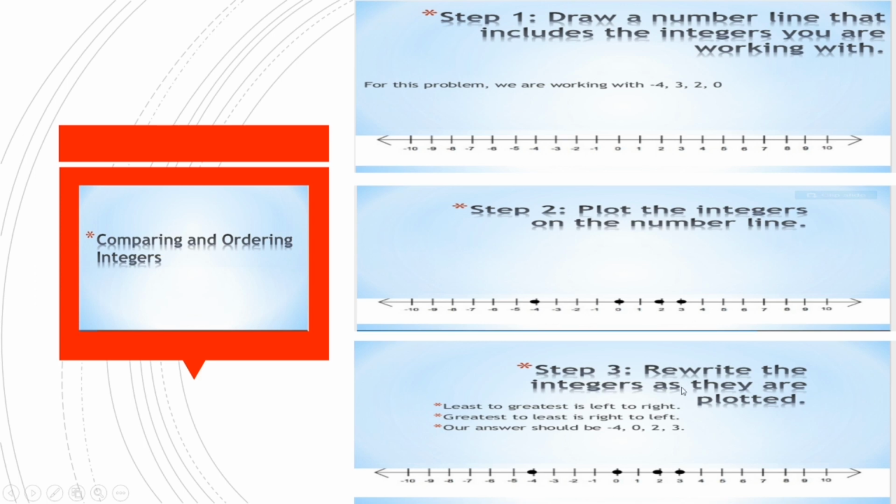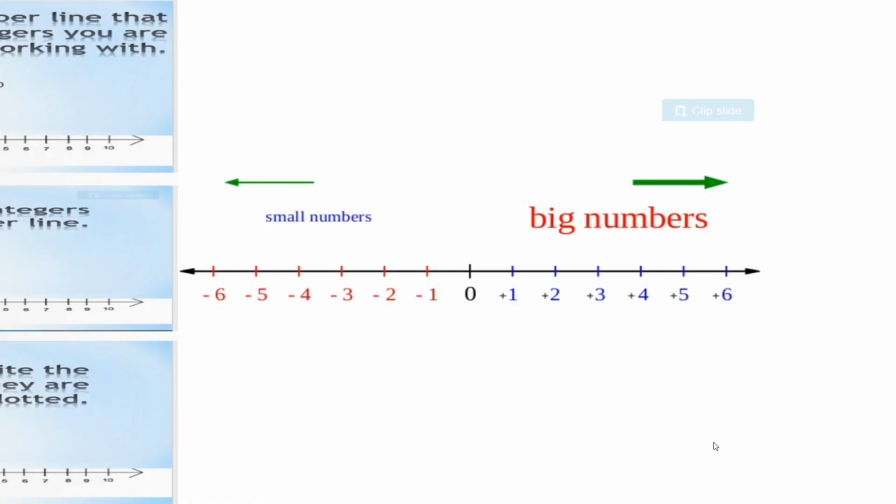Step 3. Rewrite the integers as they are plotted. Least to the greatest is left to right. If you want to write in ascending order, we have to write from left to right. Greatest to least is right to left. If you want to arrange in descending order, we have to write from right to left. Suppose we want ascending order here, our answer should be -4, 0, 2, 3.